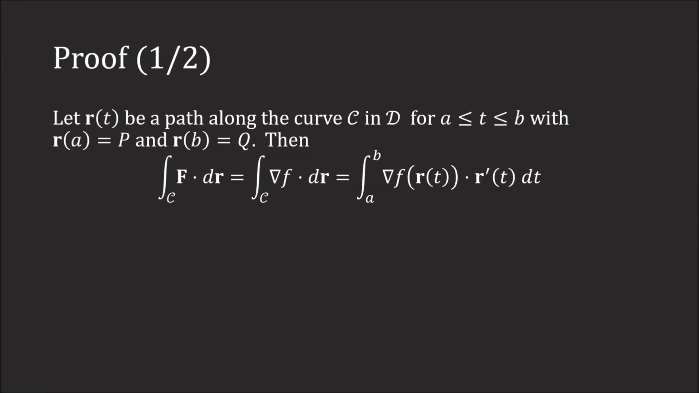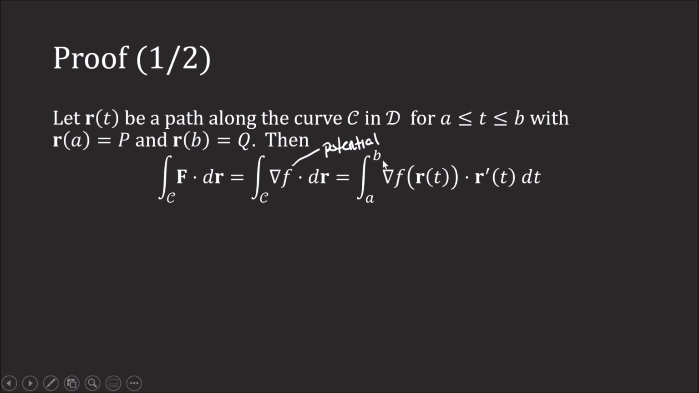So let's go ahead and prove this. Let r of t be a path along the curve C in the domain D for a less than or equal to t less than or equal to b. And we're going to say that r of a is equal to P and r of b is equal to Q. Then the path integral of F dot dr is the path integral of the gradient of little f dot dr, because big F is conservative, right? So this f is the potential for F.